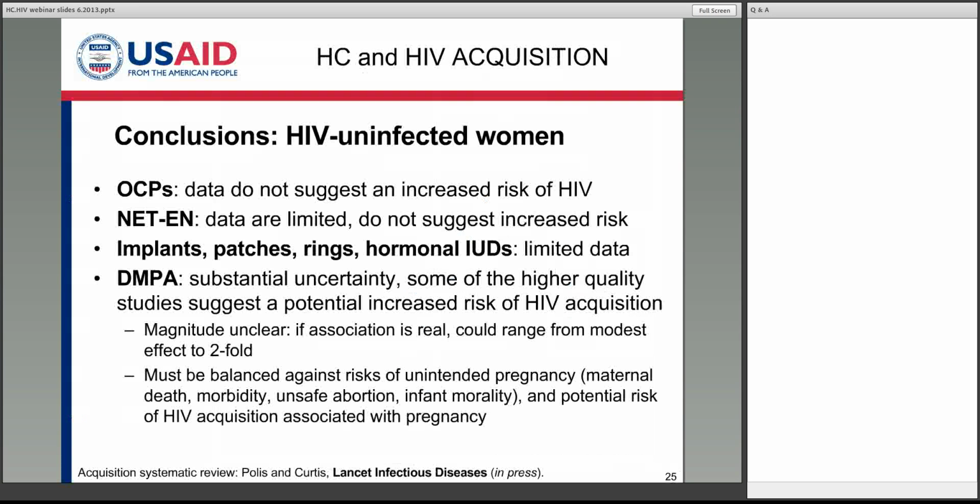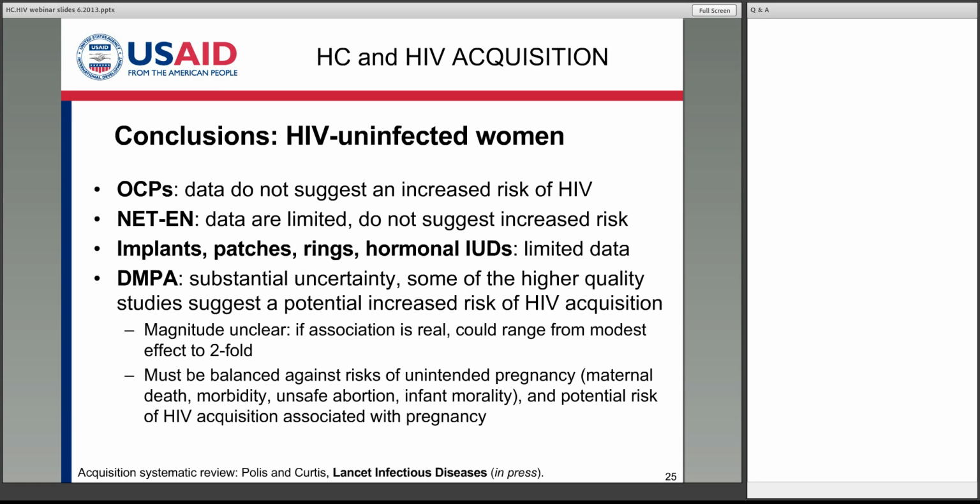For HIV uninfected women, the data do not suggest an increased risk of HIV acquisition with use of oral contraceptive pills, nor with use of NET-N, although the data for NET-N are limited. We have very limited or no data on how methods such as implants, patches, rings, or hormonal IUDs may or may not impact the risk of HIV acquisition. On the other hand, there's substantial uncertainty around DMPA, and some studies suggest a potential increased risk of HIV acquisition with use of this method.